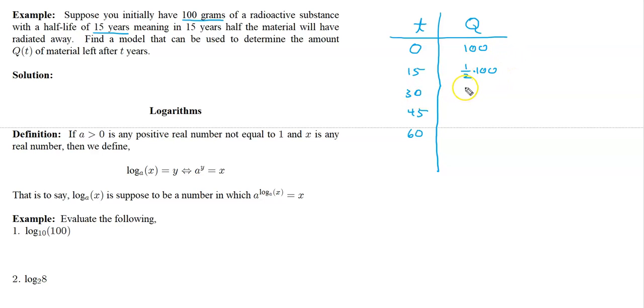In another 15 years, you'll have 1/2 of this amount left. So in other words, you'll have this, so that's how much you'll have left. Then in another 15 years, or after 45 years, you'll have half of this amount remaining, and then in another 15 years, or after 60 years, you'll have this amount left.